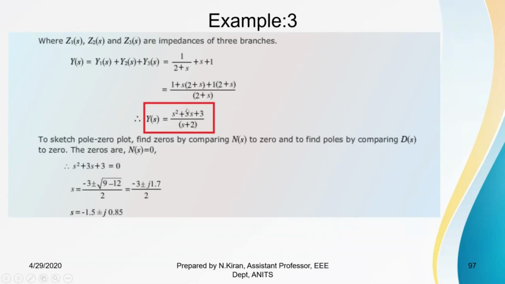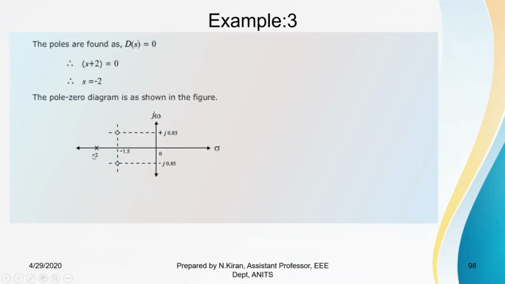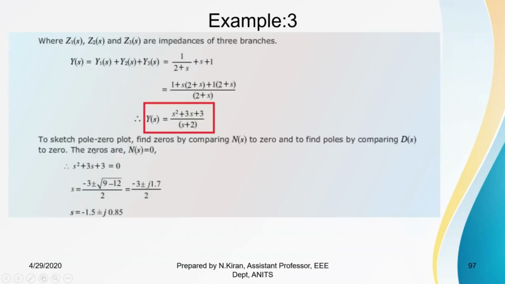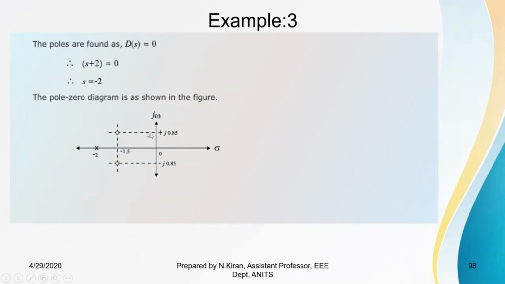In order to draw the pole-zero plot, I have to find the roots of the numerator. On finding the roots, I get -1.5 plus or minus j0.85. So at -2, I have a pole. The zeros are at -1.5 plus or minus j0.85. So this is the pole-zero diagram for this function.